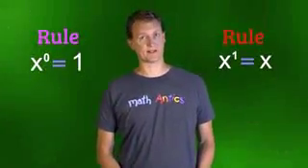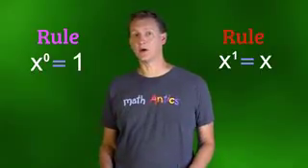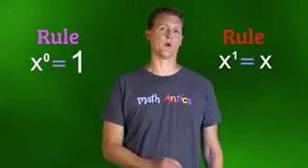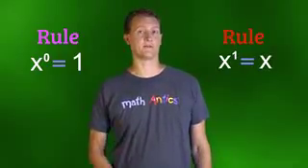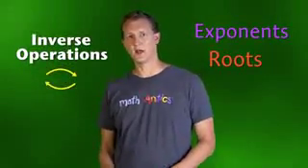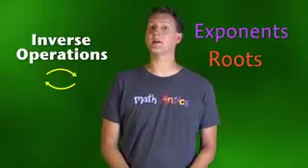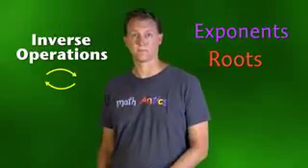All right, in this video, we learned two important rules about exponents. We learned that any number raised to the 0th power equals 1, and that any number raised to the first power is just itself. We also learned how to solve very simple one-step equations involving exponents and roots. Since they're inverse operations, to undo a root, you use its corresponding exponent, and to undo an exponent, you use its corresponding root. Of course, there's a lot more to learn about exponents in algebra, but those are the basics.